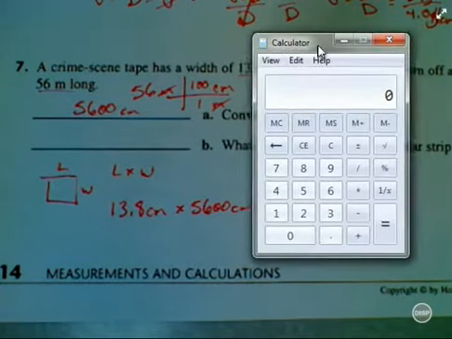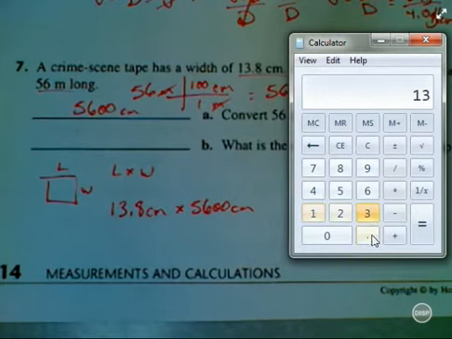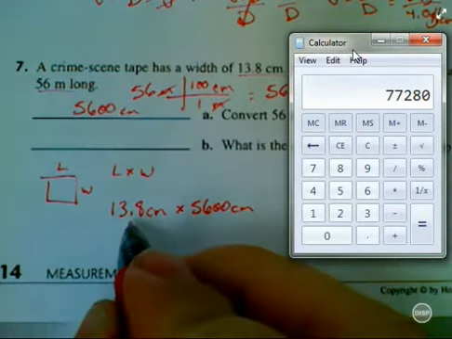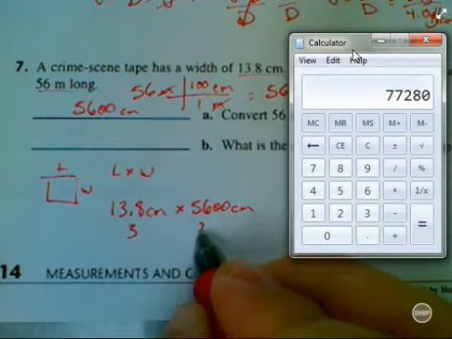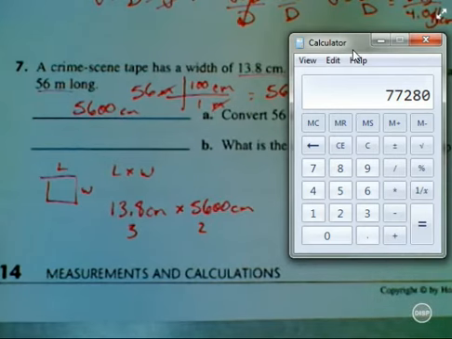Let's bring in the old calculadora. 13.8 times 5,600. And I get 77,280. Again, that's what the calculator says. Doesn't necessarily mean it's what I want to report for my answer because, again, we have to consider significant figures. Looking at my calculation, 3 significant figures here, 2 significant figures here. So I need to report my answer in 2 significant figures.